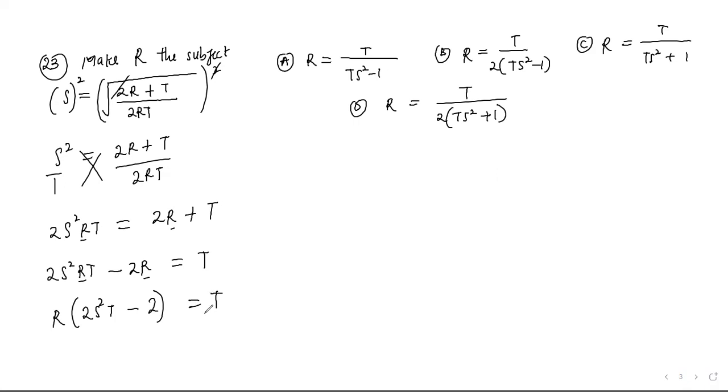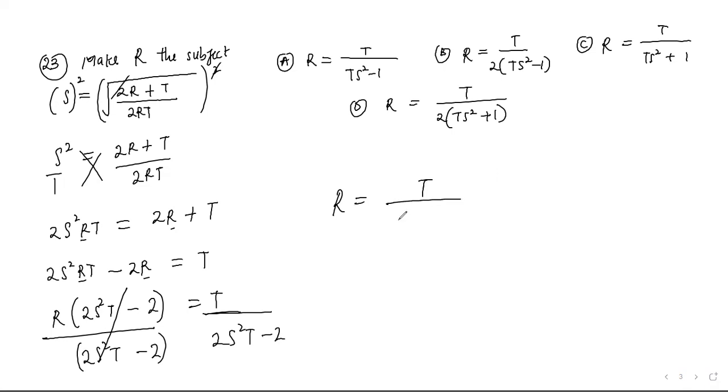Equal to t. Now, the next thing you want to do is divide both sides by this coefficient of r. So I'll divide here by 2x squared t minus 2, right? And I also divide by 2x squared t minus 2, so that these guys cancel out. So definitely, r is equal to t over 2x squared t minus 2.